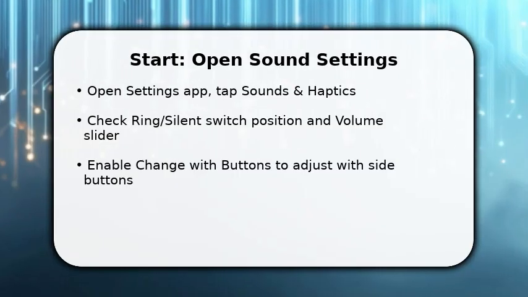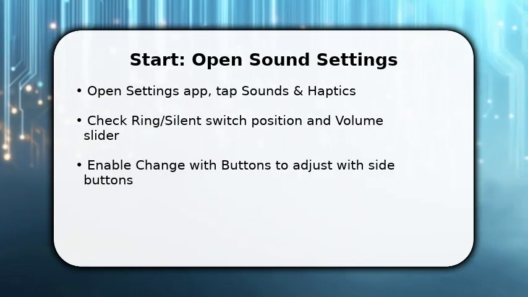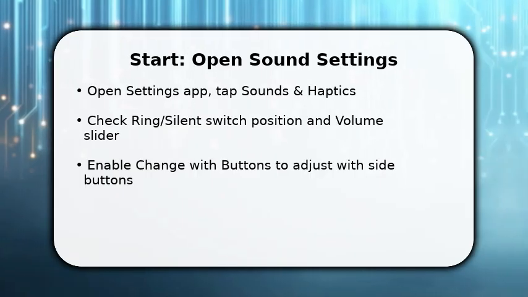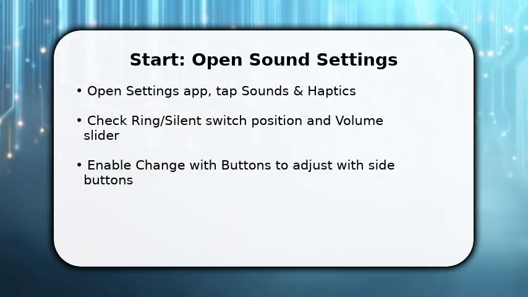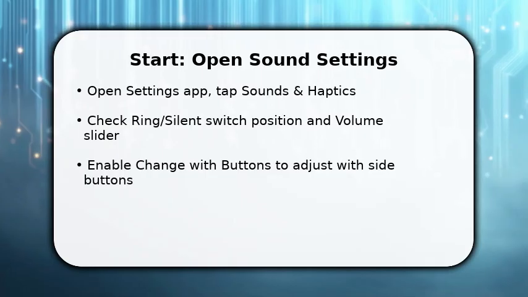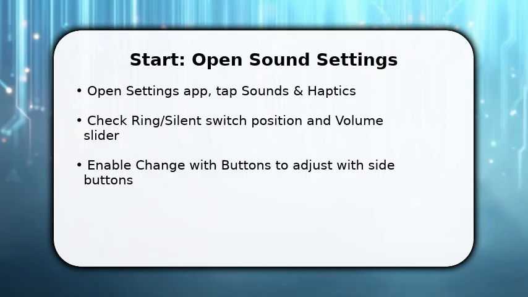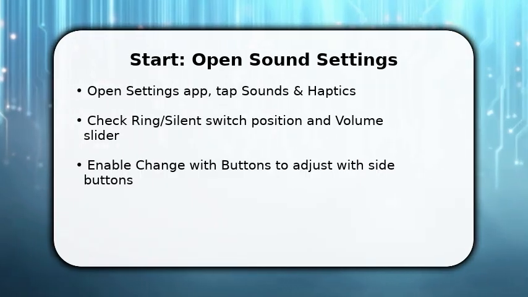You start by opening settings and tapping sounds and haptics so you control where sound is set. First, check the ring/silent switch on the side. If it's orange, notifications are muted. Next, move the main ringer and alert slider to a comfortable level while listening to a sample tone.